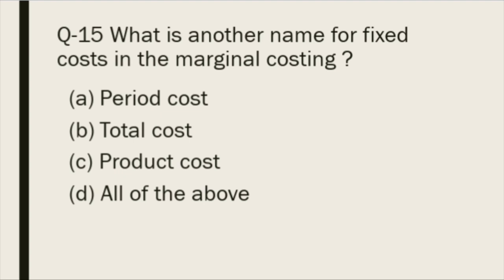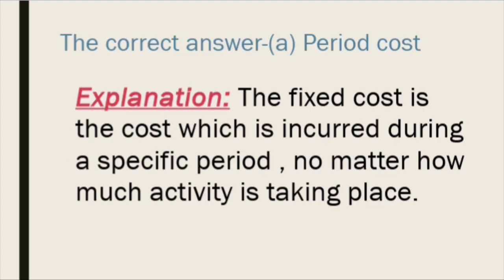Next question. What is the another name for fixed cost in the marginal costing? Here the four options are period cost, total cost, product cost, all of the above. And the correct answer is period cost. The reason is that the fixed cost is the cost which is incurred during a specific period, no matter how much activity is taking place.